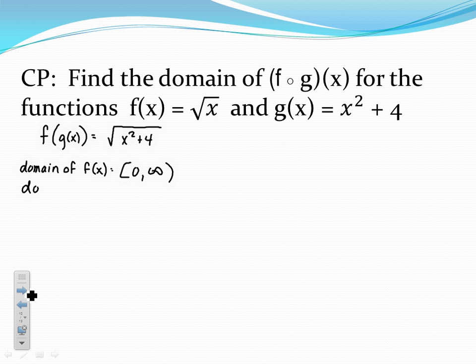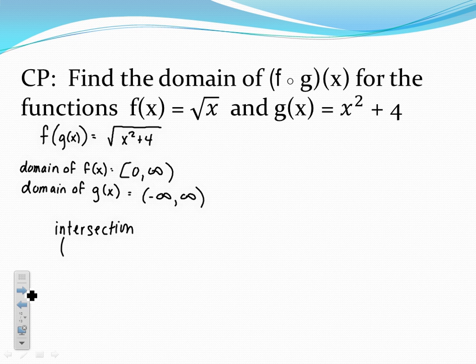Okay, let's check out the domain of g of x. g of x is x squared plus 4. Now with x squared plus 4, there are no values to put in there for x that are going to make that function undefined. So we're going to get all real numbers. So everything from negative infinity up to positive infinity work in that function. Okay, so now if we're looking for this domain for our composite, we're looking for their intersection.